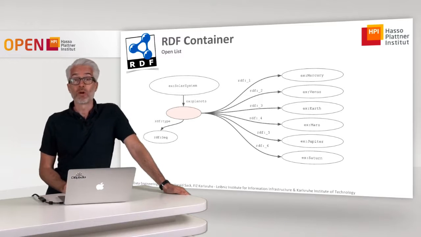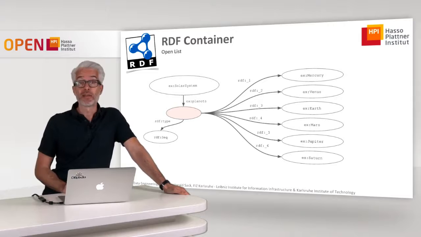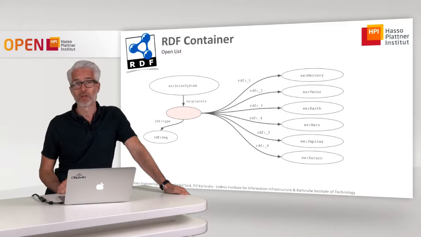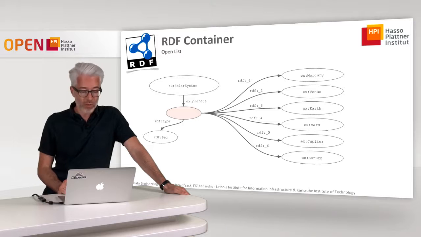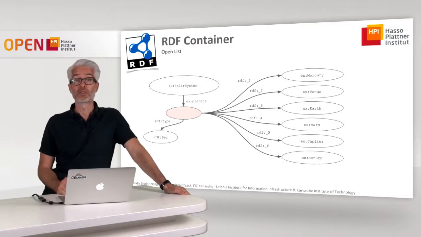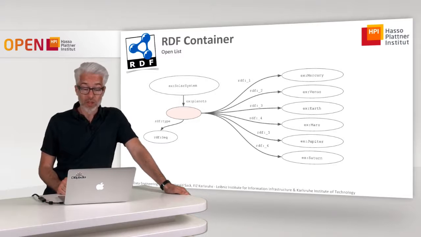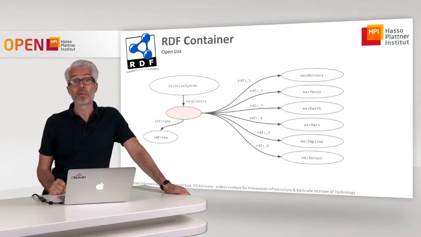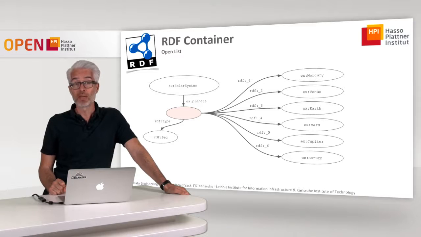First one is the so-called open list. It's the RDF container. Now, this looks, of course, rather complicated. So, we will see that it's much easier than you think. What we want to express here is that we define something which is the solar system, and then we define the planets, and the planets are defined as an RDF container. And the RDF container is a blank node here, which contains then the single planets. The nice thing is then you can refer to all the planets by referring to exactly that container.